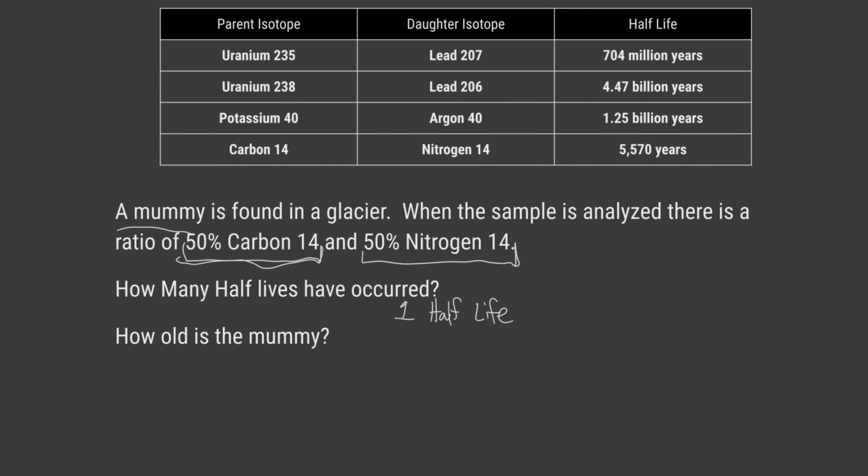So how old is the mummy? Well, we need to know how long that half-life takes, and we get that information right here. One half-life is 5,570 years, so this mummy would be 5,570 years old. We know there was one half-life because of the ratio, and we know the half-life time of carbon-14 is 5,570 years. Let's look at another problem together.